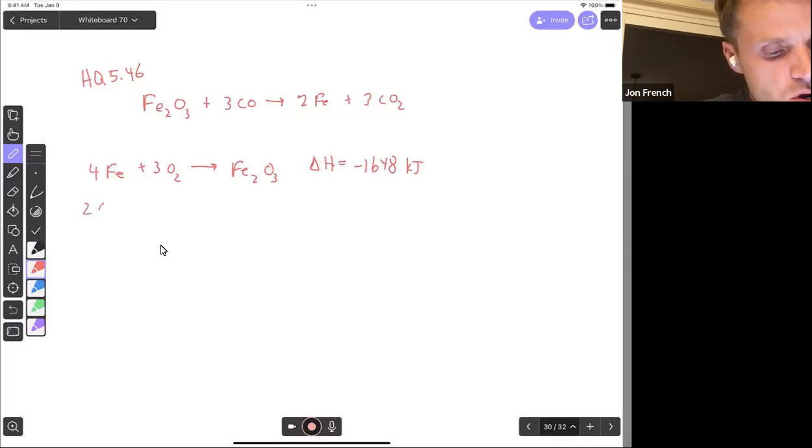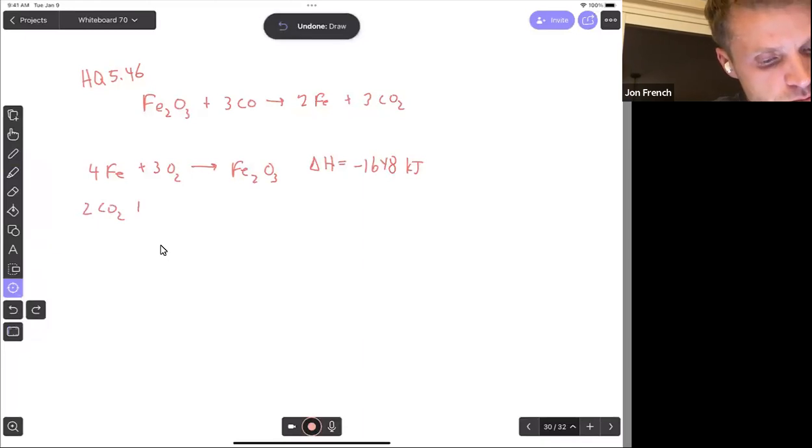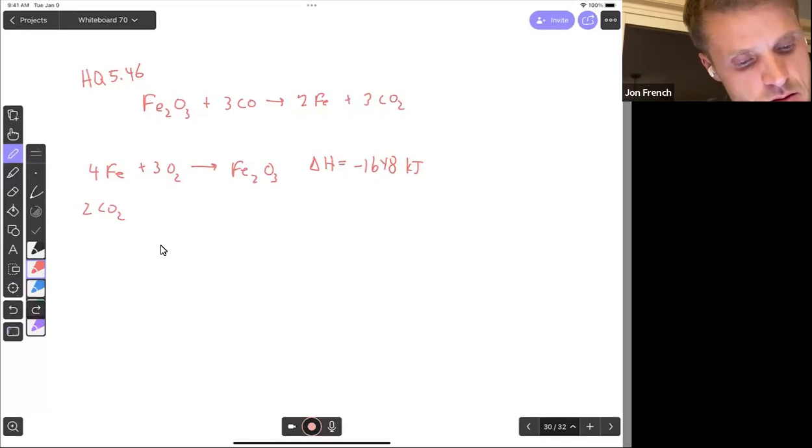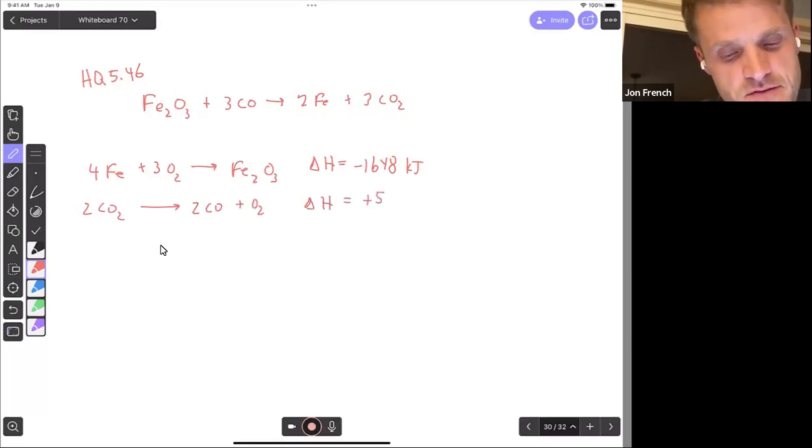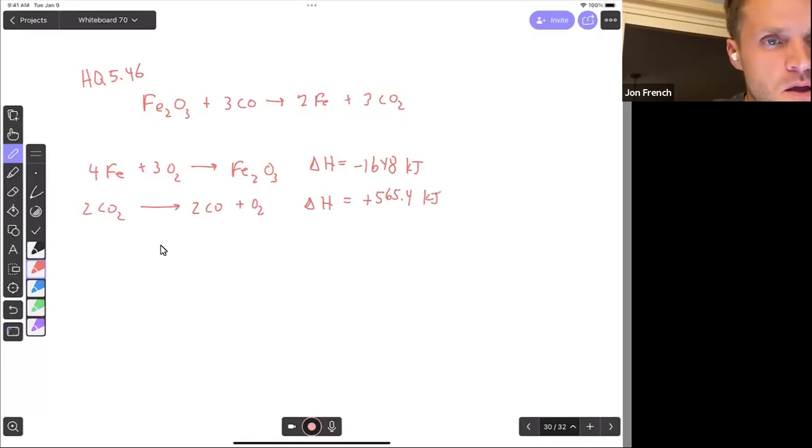And then 2 CO2 go to 2 CO and O2 gas, and the delta H for that is a positive 565.4 kilojoules. So how to get these two to add up, right?